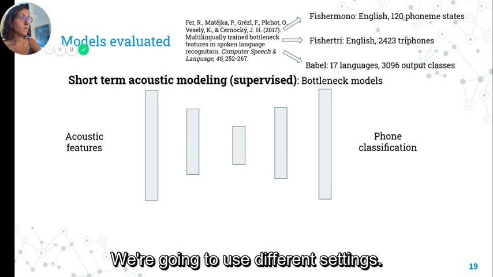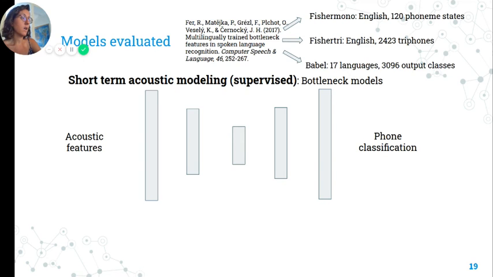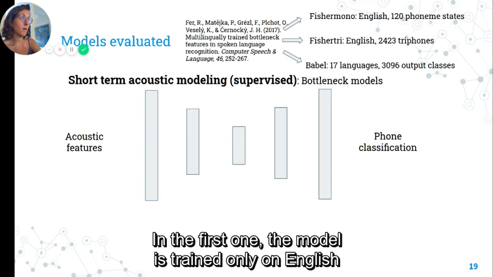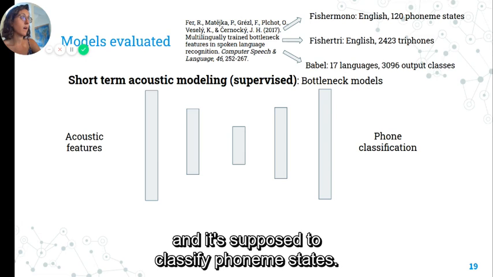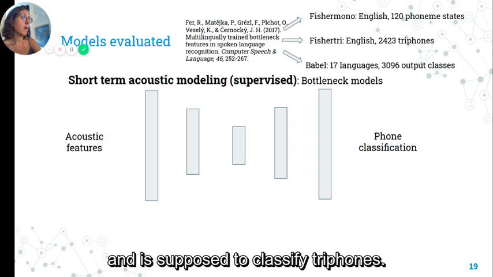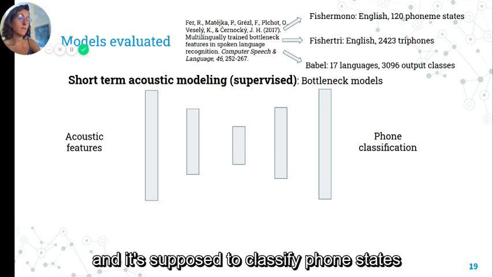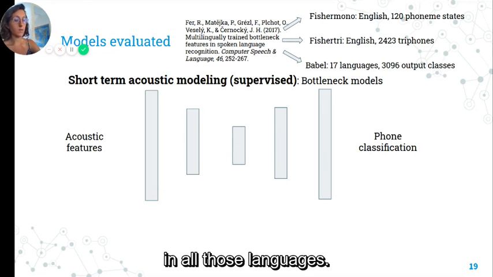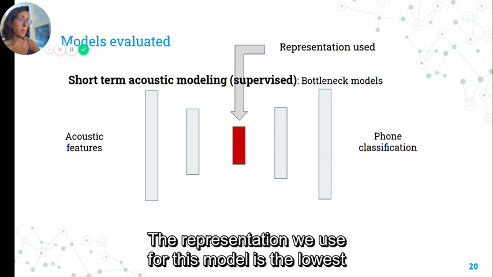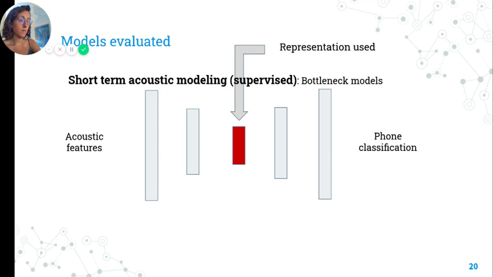We're going to use different settings. In the first one, the model is trained only on English and is supposed to classify phoneme states. The second one is also trained on English and is supposed to classify triphones. And the third one is trained on 17 languages and is supposed to classify phone states in all those languages. The representation we use for this model is the lowest dimension layer.